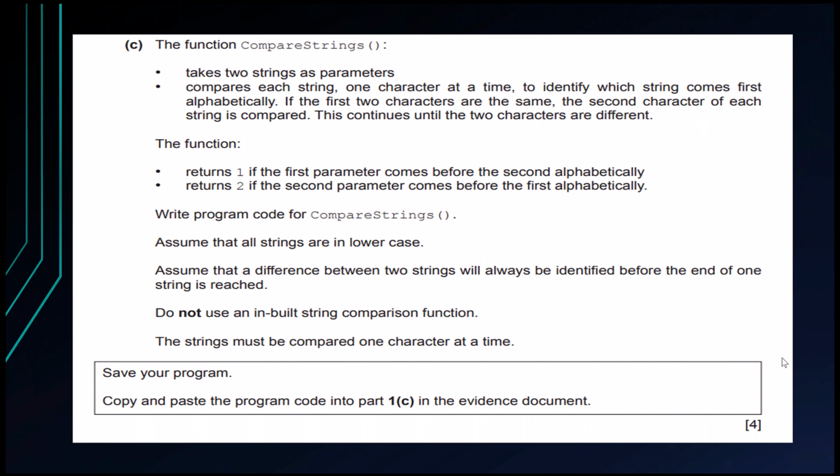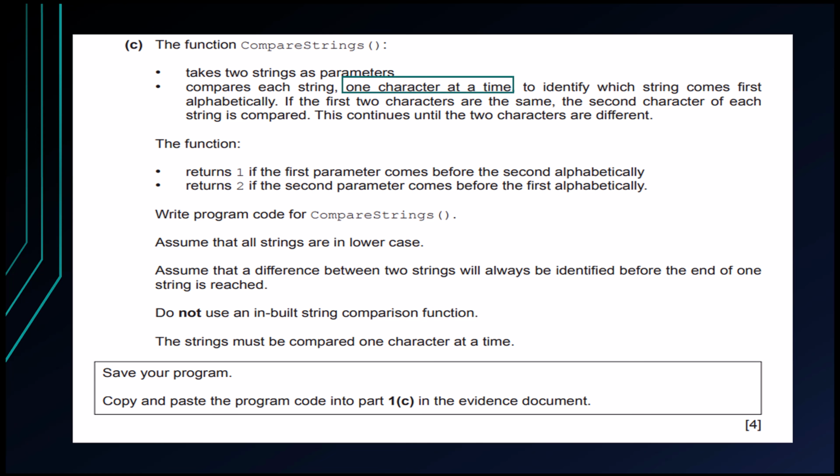The function compare strings takes two strings as parameters. We're going to call the first parameter string 1 and the second one string 2, or word 1 and word 2. We'll see whatever we program when we get there. It compares each string one character at a time. That tells me right there I can use the mid function and iterate through each character of the string, isolating each character and comparing one character from the first word to one character from the second word, because we're trying to identify which string comes first alphabetically.